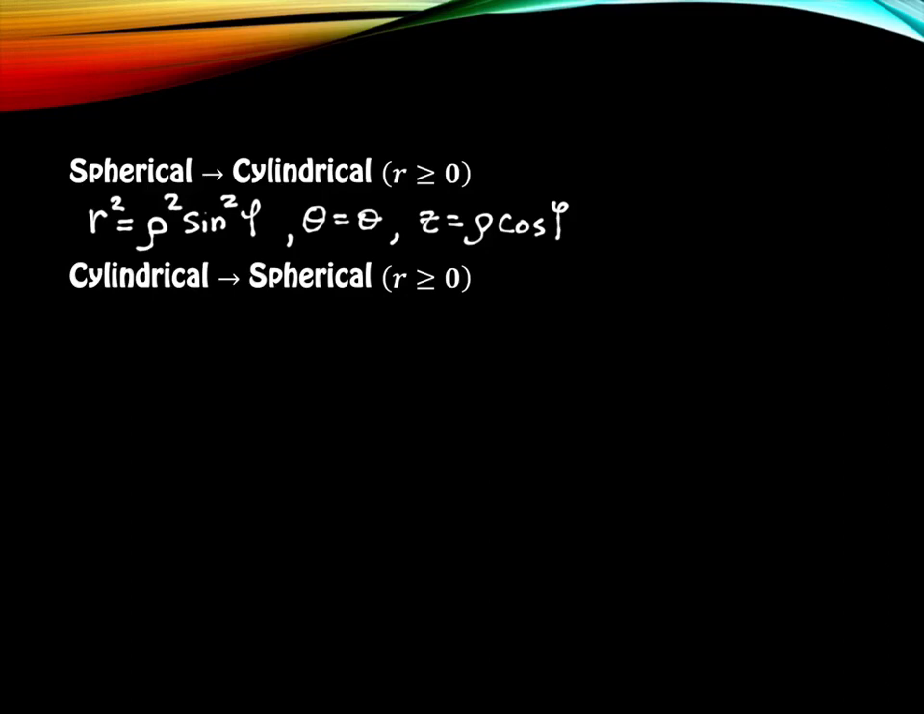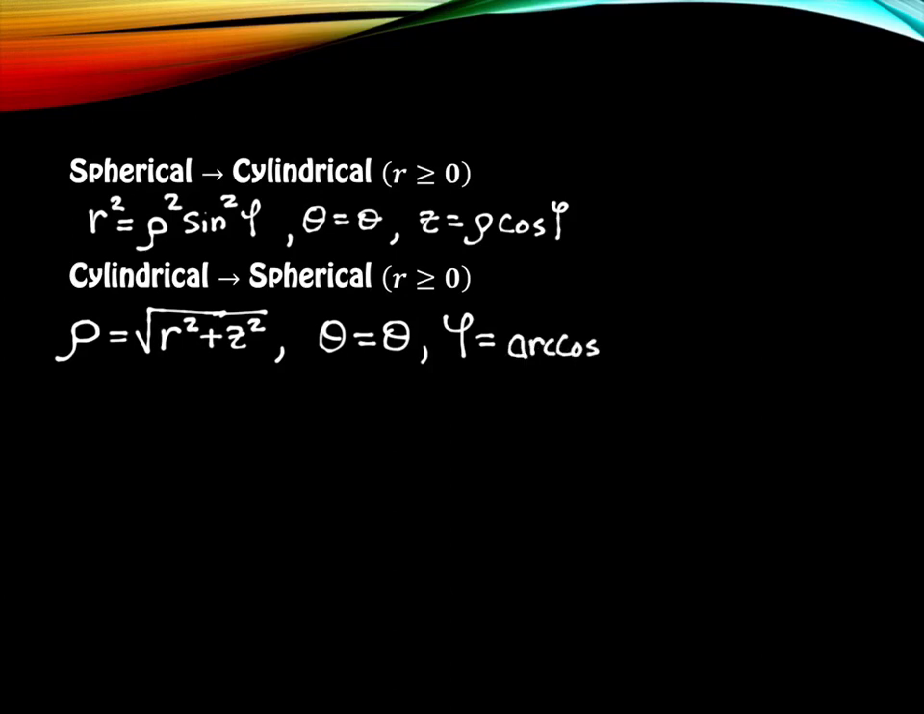Okay. The other one, cylindrical to spherical. Rho is equal to the square root of r squared plus z squared. Theta equals theta. Yeah, we get one for free. And phi is arc cosine of z over the square root of r squared plus z squared. But again, notice what that is. That's rho, right? That denominator is rho.